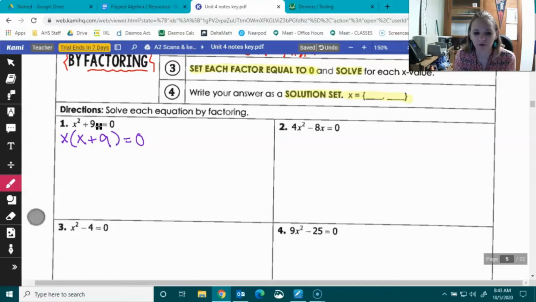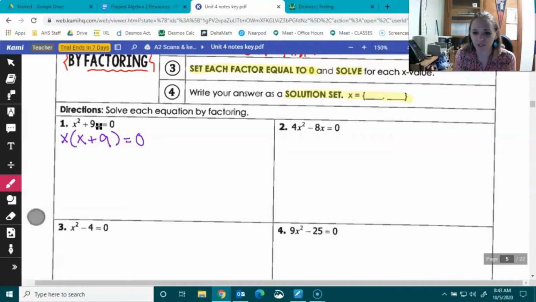Okay? So to double check, to make sure you did it right, FOIL it back in, or distribute. X times x is x squared. X times 9 is 9x. Yep, I did it right. Okay, now we're at step 3, actually. Okay, we already had 0 on one side. Step 1, we already took out a GCF. That was step 2. Step 3 is set each factor equal to 0 and solve.